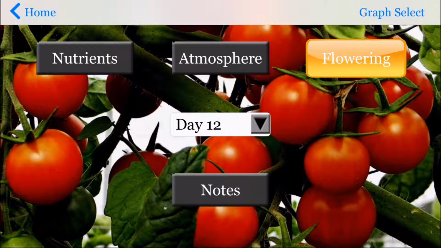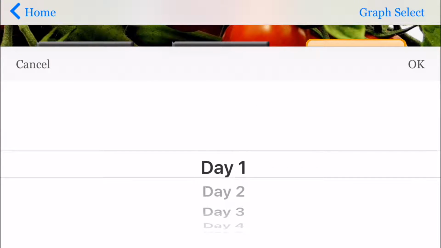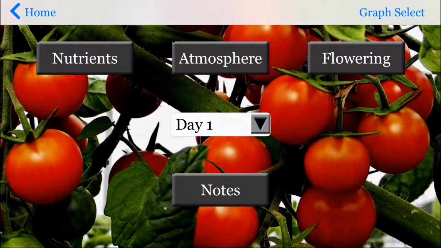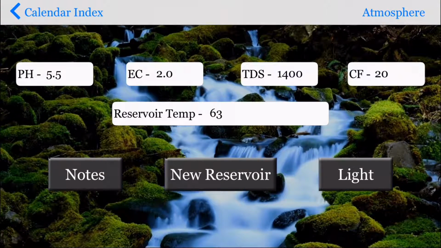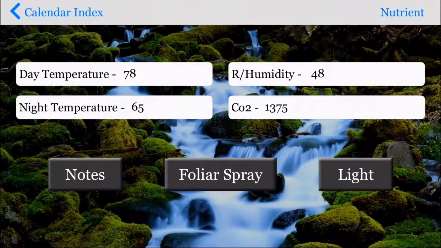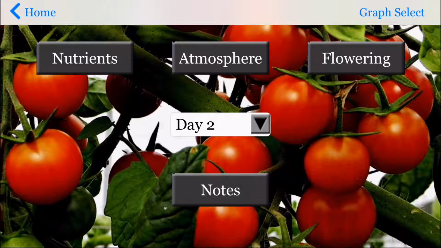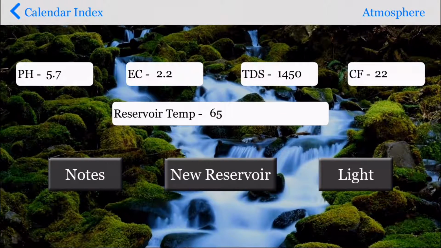As you can see, we're on day 12, which the application will default to, the last day any data was put into the application. How the application works is whatever day is selected, any data put into the application will be saved on that day. If you look on day 1 and go into nutrients, you have pH 5.5, EC 2.0, TDS 1400, and so on. As well, we can go over to atmosphere: day temperature, relative humidity, night temperature, and so on. If we select day 2, you will notice that the information has changed: pH of 5.7, EC of 2.2, TDS of 1450. That is the information that was input on day 2.